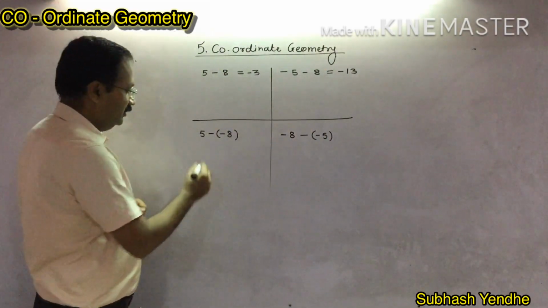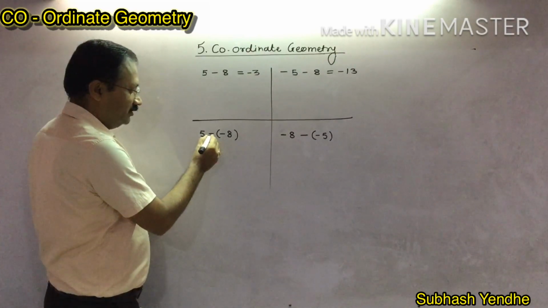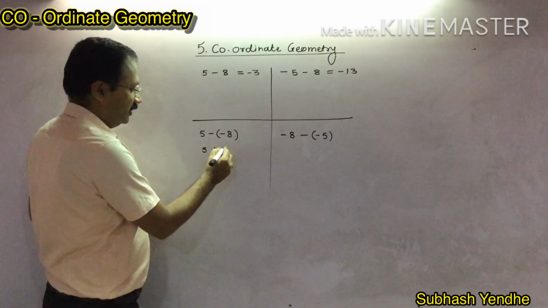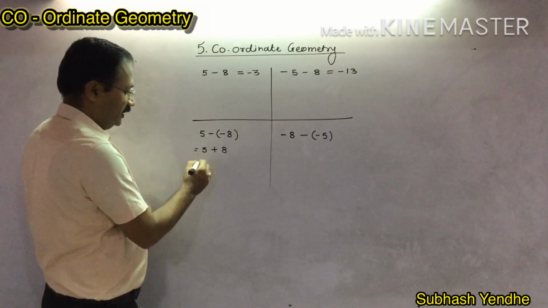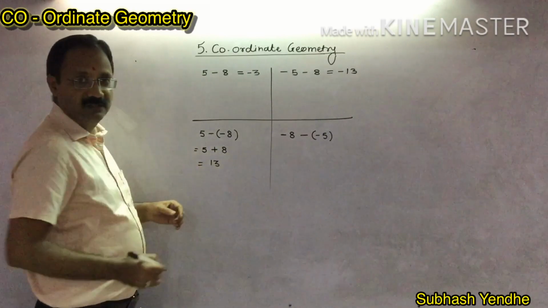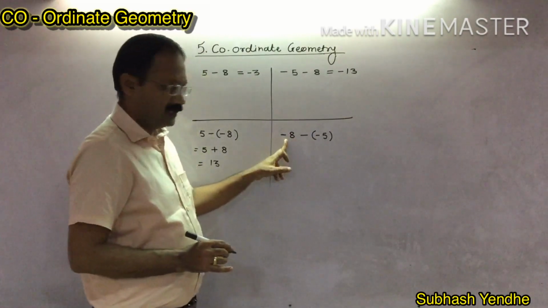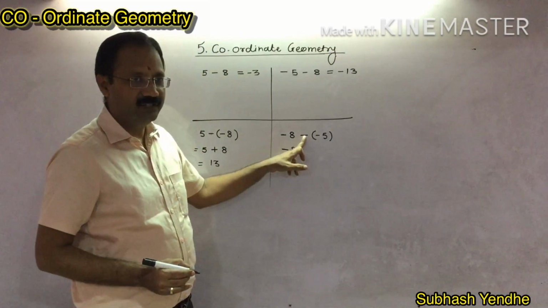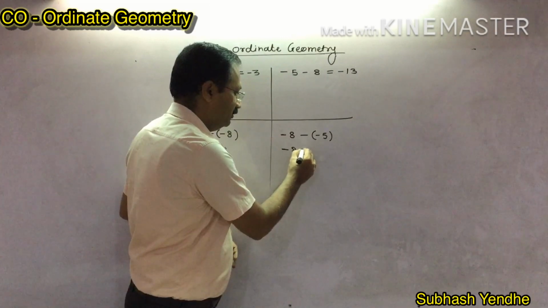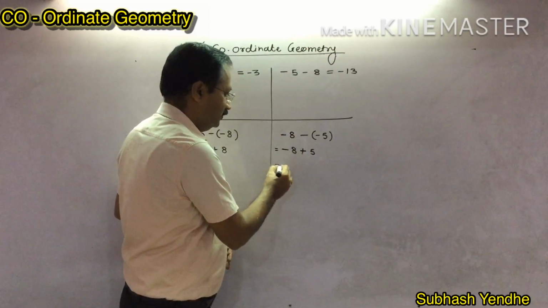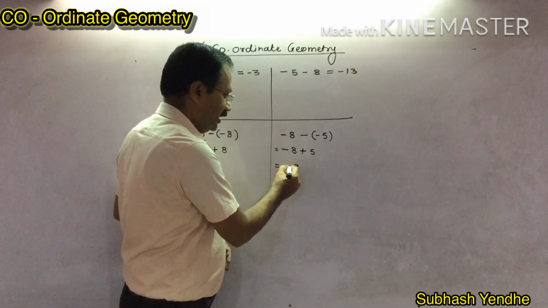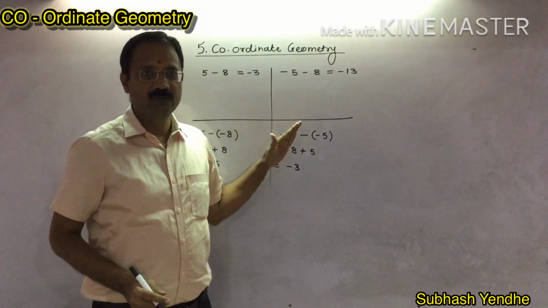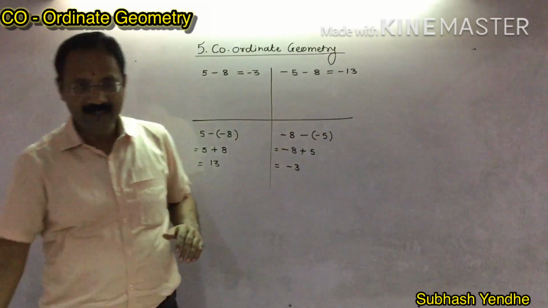Okay. See here, 5 will be as it is. If the minus sign is outside the bracket, then you have to change the inside one. So minus will be converted into plus. So it will be plus 8. And we know the addition, it is 13. Then again, this minus 8 will be as it is. Minus sign is outside the bracket, you have to change the inside. So it will be converted into plus. So signs are different, then subtraction and give the sign of the larger number. These are the rules of addition and subtraction.